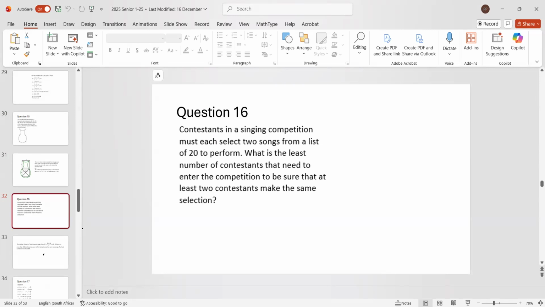So question 16 says, contestants in a singing competition must each select 2 songs from a list of 20 to perform. Okay, so they've got 20 different songs and they must choose 2 songs from there. The interesting question is, how many ways can you choose 2 songs if you've got 20?